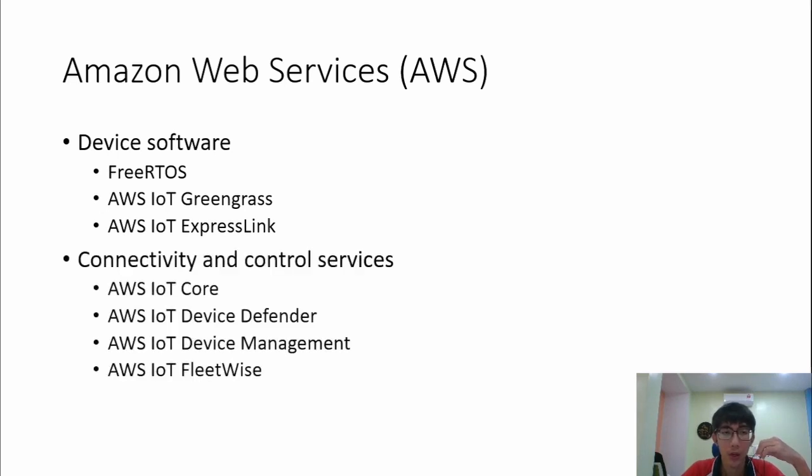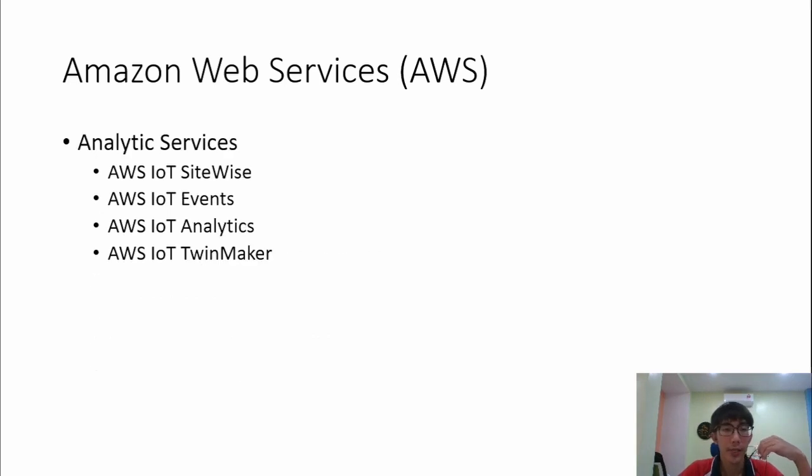2. Connectivity and control services, which consists of AWS IoT Core to connect IoT devices, AWS IoT Defender, a security service, AWS IoT Device Management for easy management of large-scale IoT devices, and finally AWS IoT FleetWise for collection and management of vehicle data.